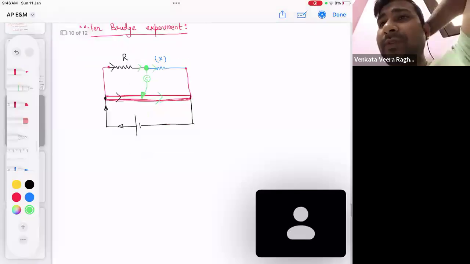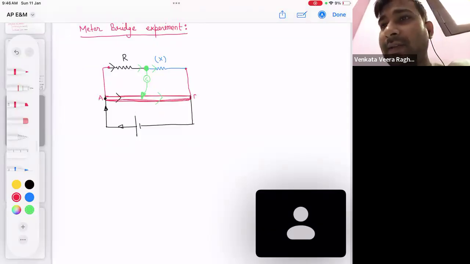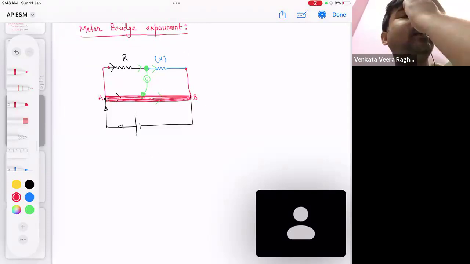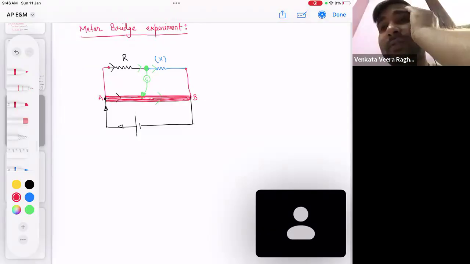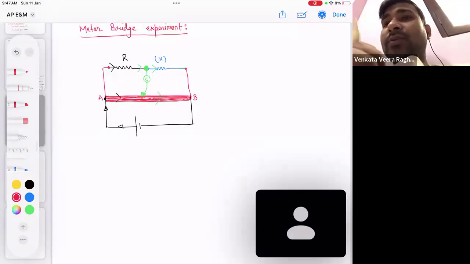This AB wire is called the meter bridge wire. It is generally made of a uniform material, nichrome or chromium. Why? Because they have a very low temperature coefficient of resistance, so even at high temperature their resistance doesn't change much. That's why we use chromium wire or nichrome wire.